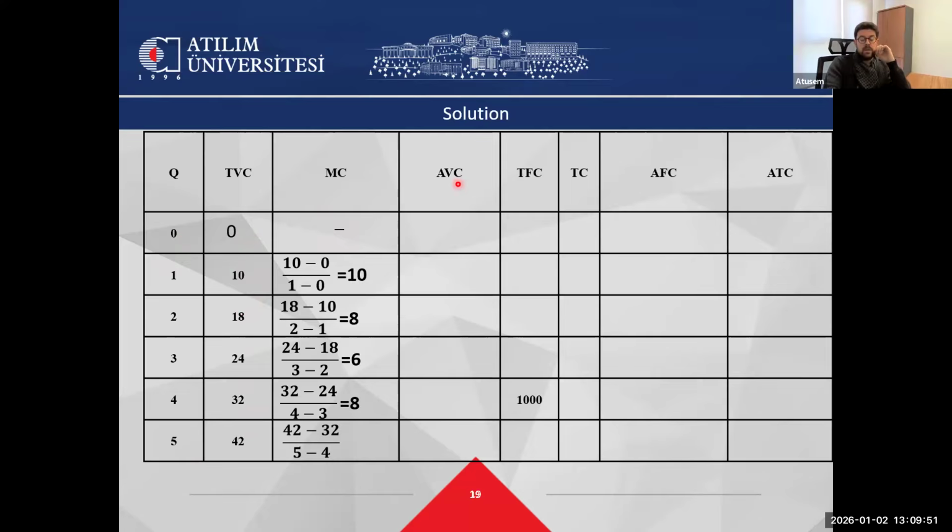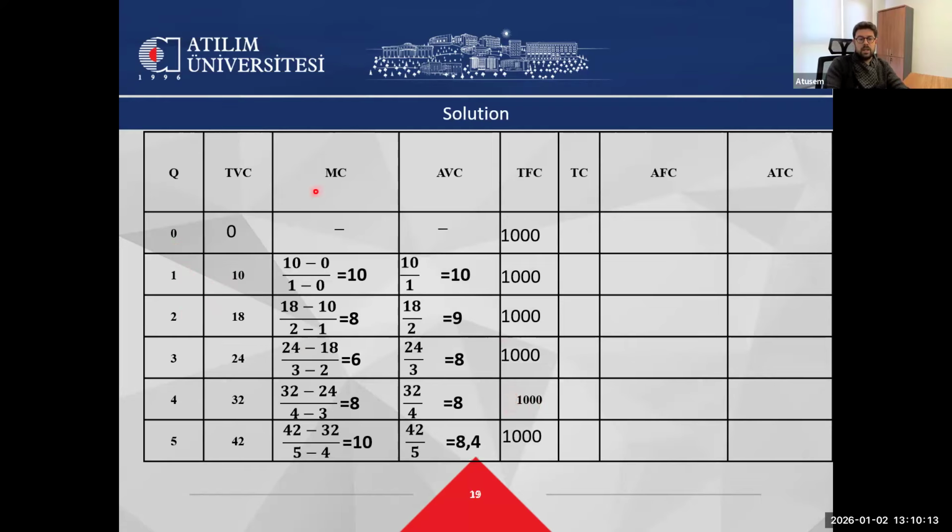Average variable cost is total variable cost divided by quantity: 0 divided by 0, undefined, 10 divided by 1, 18 divided by 2, it's going to go like that. The question gives the amount of total fixed cost, and that is fixed in all rows, so 1000. To get the summation of total variable cost and total fixed cost, we can find the total cost. 0 plus 1000 is 1000, 10 plus 1000 is 1010, it's going to go like that.